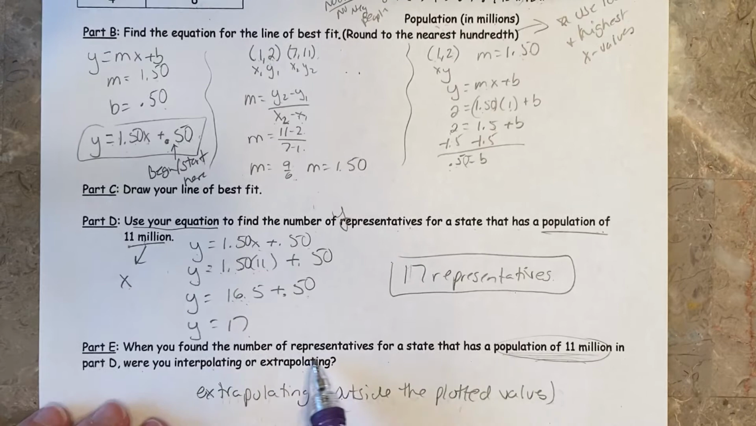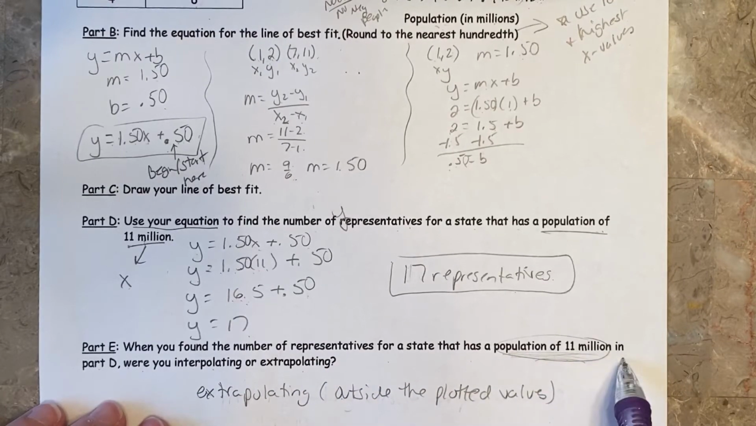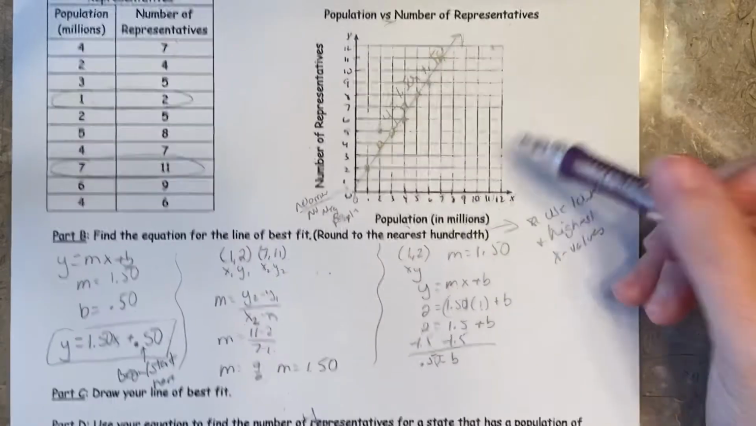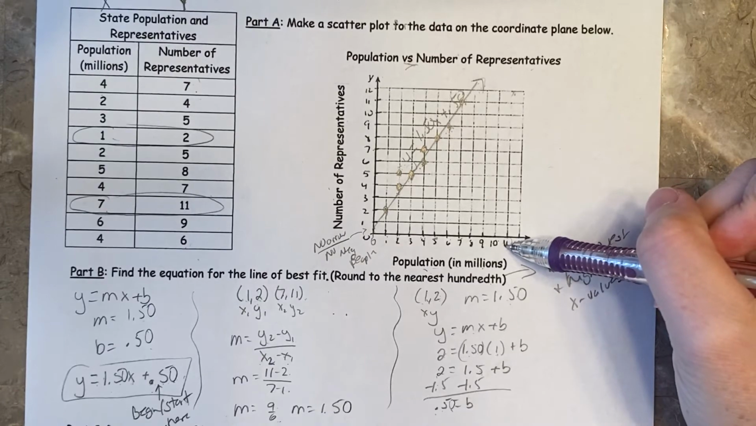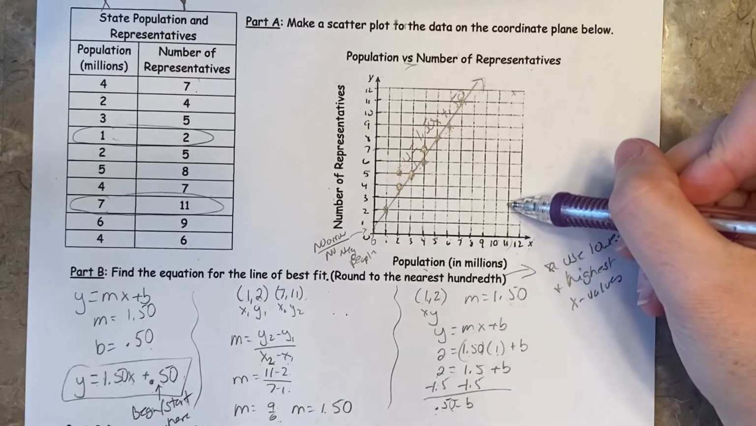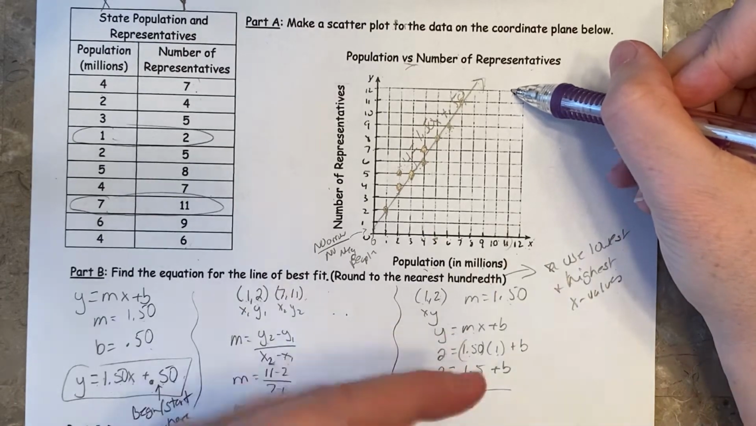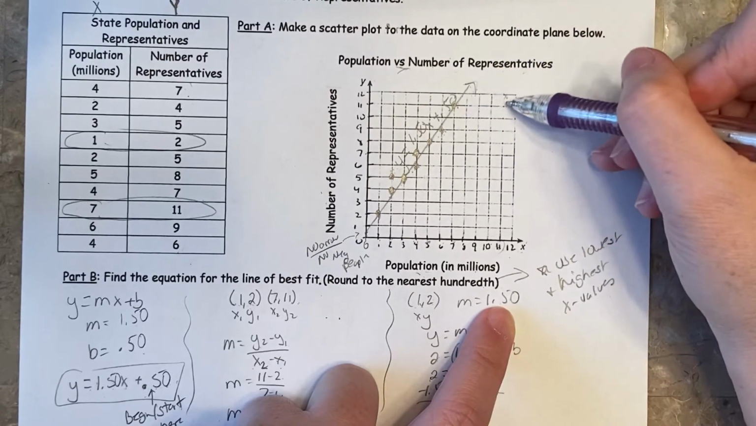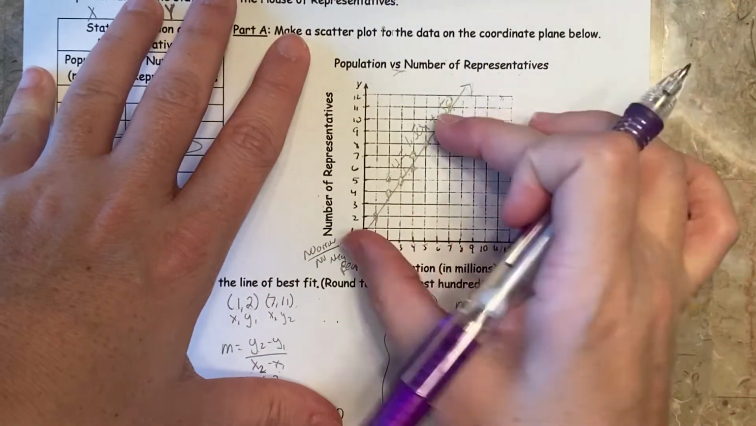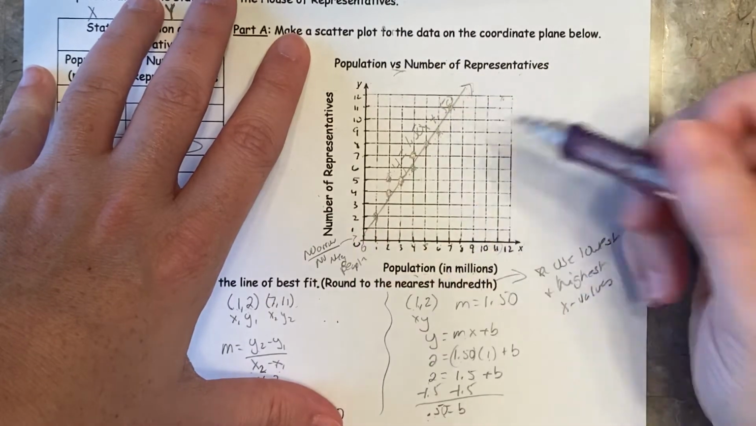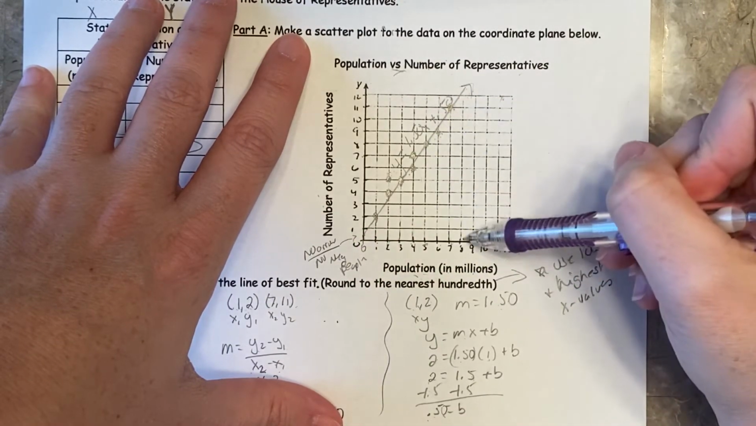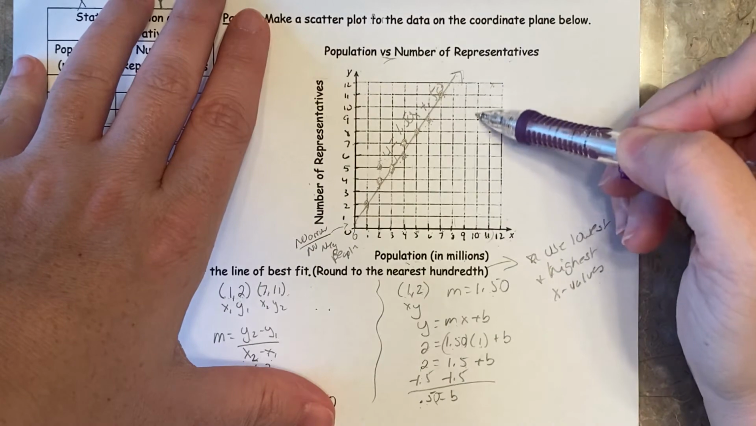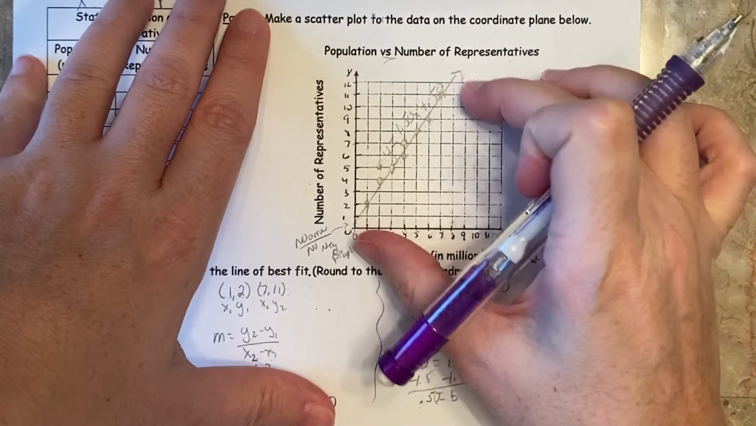When you found the number of representatives for a state that has a population of 11 million in Part D, were you interpolating or extrapolating? The answer is extrapolating, and here's why. Even though you see the number 11 here, if I was to go up and try to use my line, I don't have my line. I can't go up and over because I really don't know where this line is. It is technically outside of these plotted values. It's not like 5, 6, 7, even 8. Even 8, I could probably use my line. But anything here, 9, 10, 11, when I go up, I don't hit a line. It's not inside the plotted values.